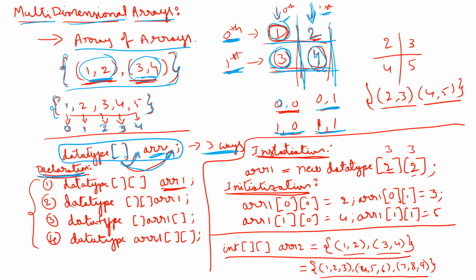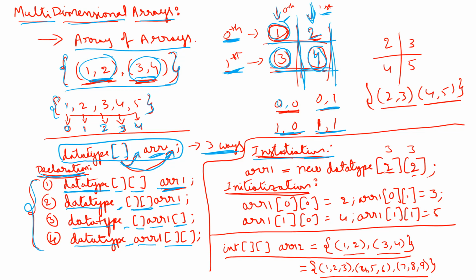For declaring a multi-dimensional array, we have 4 ways. First, we declare the data type and then 2 square brackets, because this is a multi-dimensional array, and then the name of the array. The second way is data type, space, 2 square brackets, and then the name of the array. The third way is data type, space, a single square brackets, the name of the array, and then another square brackets. The fourth way is data type, space, the name of the array, and then 2 square brackets. So this is how we can declare a multi-dimensional array in Java.